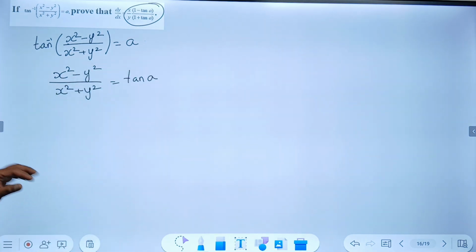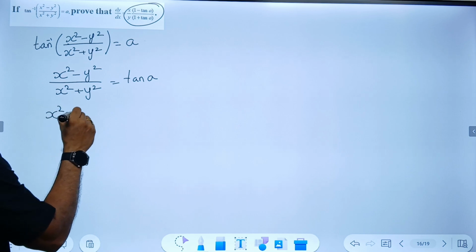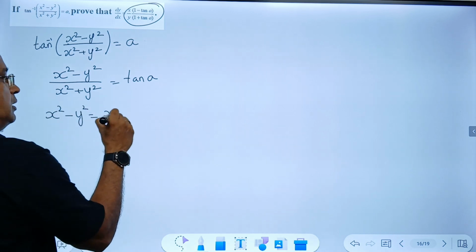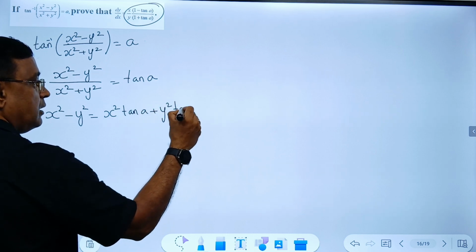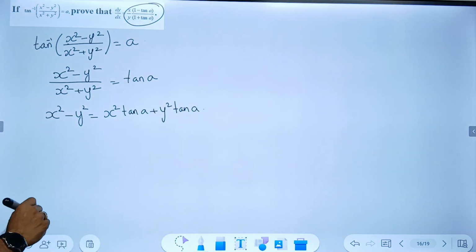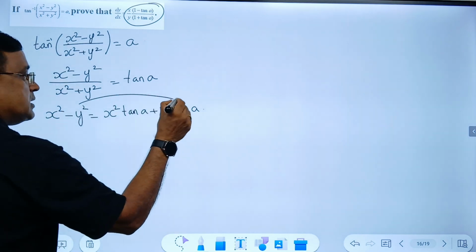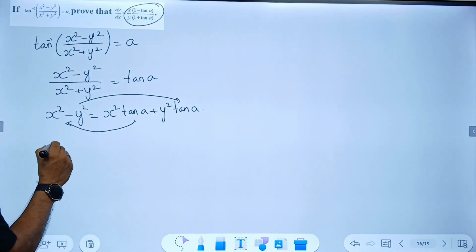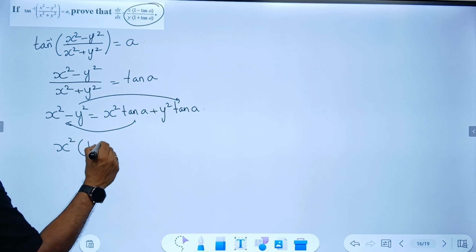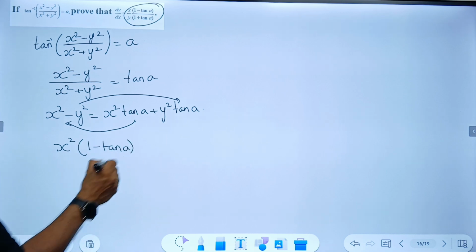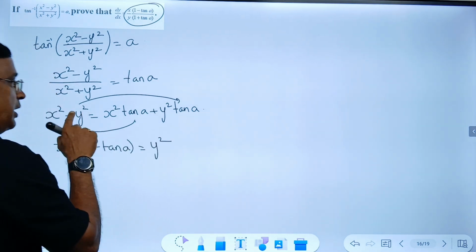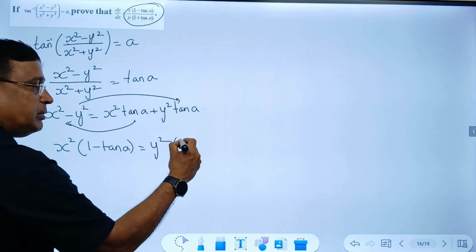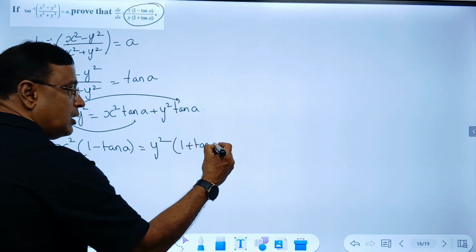Now cross multiply. Or you can do componendo and dividendo, whatever you want. x square tan a plus y square tan a. Now I will group all the y terms together. I take it to the other side and I bring this to this side. x square is common. I will get 1 minus tan a. When I bring this to this side, I get minus x square tan a. So x square is common, 1 minus tan a. Here y square is common. Minus y square goes outside, becomes plus. It will be 1 plus tan a. Now I am done with it.